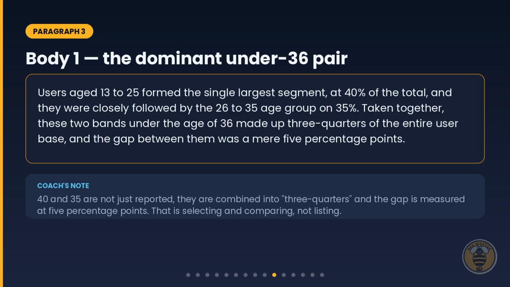Paragraph 3. Users aged 13 to 25 formed the single largest segment at 40% of the total, and they were closely followed by the 26 to 35 age group on 35%. Taken together, these 2 bands under the age of 36 made up 3/4 of the entire user base, and the gap between them was a mere 5 percentage points. Notice that we did not simply report 2 numbers. We combined them into 3/4 and we measured the gap between them. That is selecting and comparing.